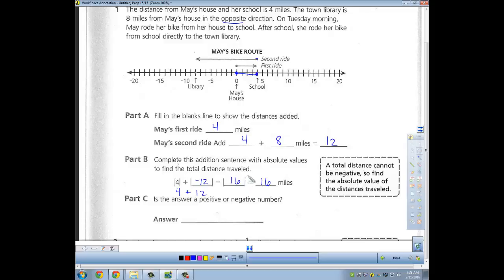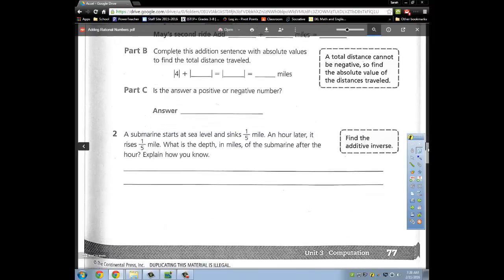Part C, is the answer a positive or a negative number? Well, 16 is obviously positive. So anytime we're talking about distance traveled, it can't be negative. Like, it doesn't make sense to travel a negative amount of distance.